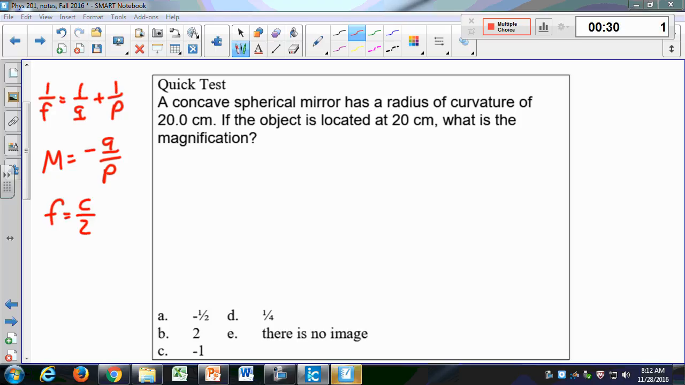Couple steps you'll need to do. First, you'll need to find out what is the image distance, and then you can calculate what is the magnification. If you finish this one, you can go on to the next one or the next one.